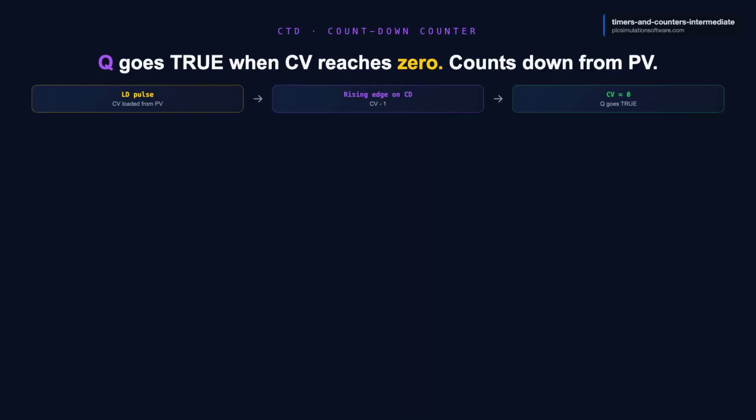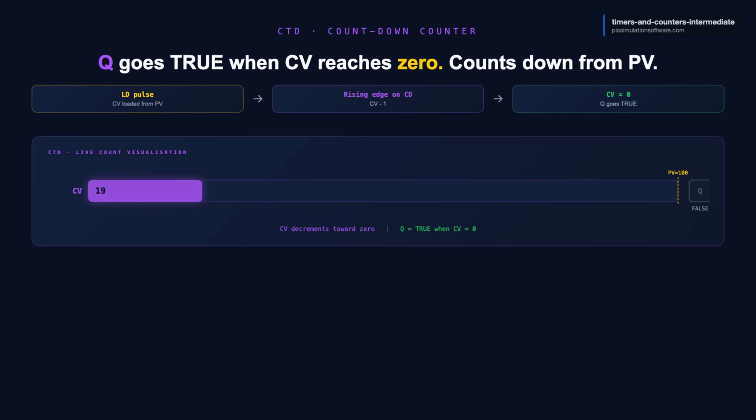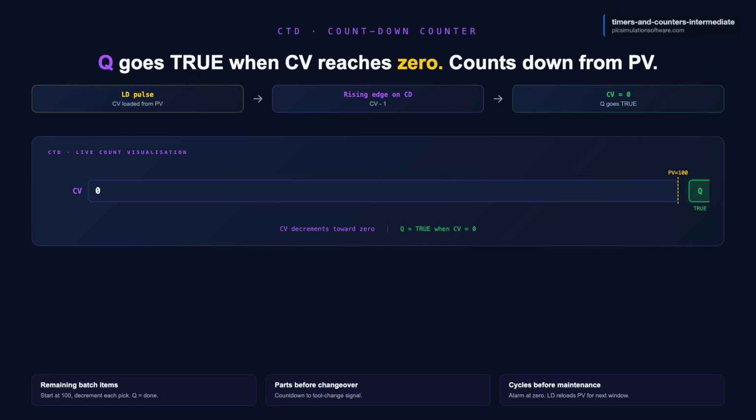The second counter is CTD, the countdown counter. It works the opposite way. CV starts at PV, set by an initial LD pulse. Each rising edge on CD subtracts 1. When CV reaches 0, Q goes true. The pattern answers, count down from a known starting value until done.